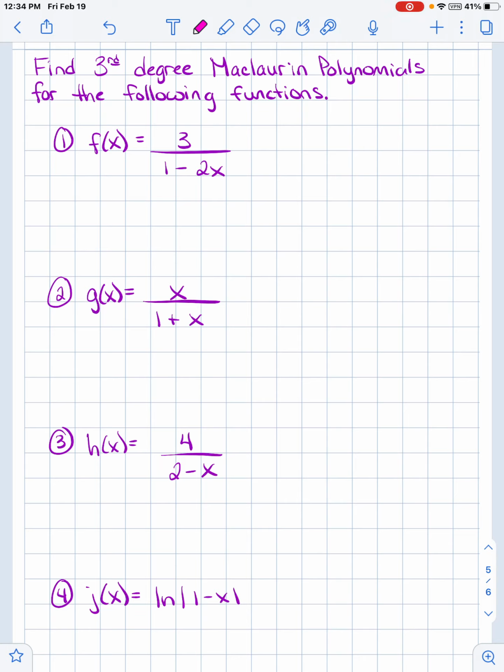Okay, welcome back. The first three, not too bad. The first three kind of look like the sum of a geometric series. In this case, we know that the first term would be 3, and the common ratio is 2x. So I can say that f of x will approximately be the first term 3, plus 3 times 2x, plus 6x times 2x, and so on.